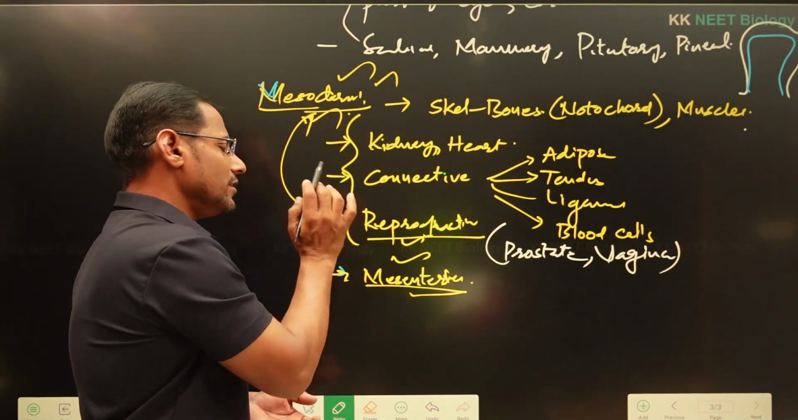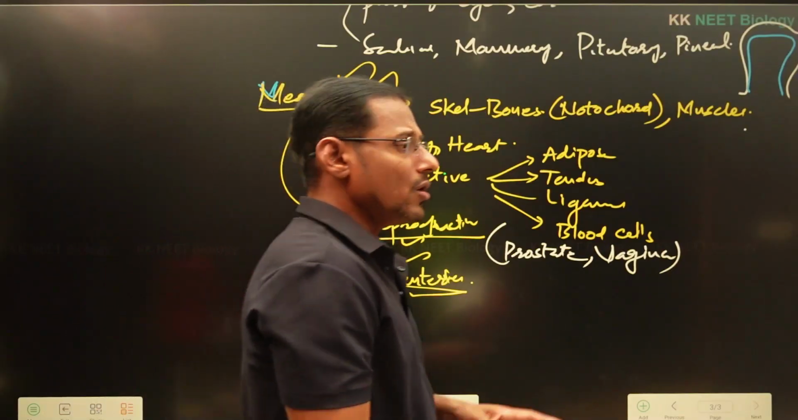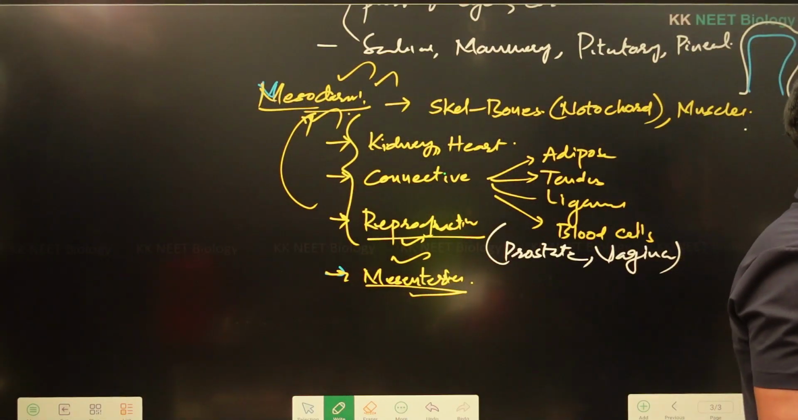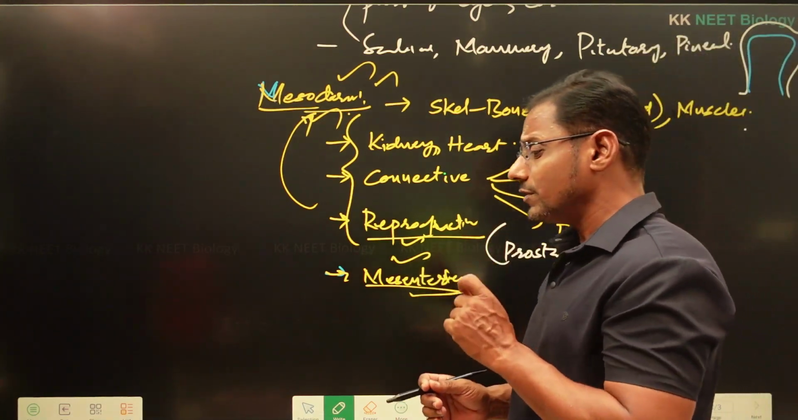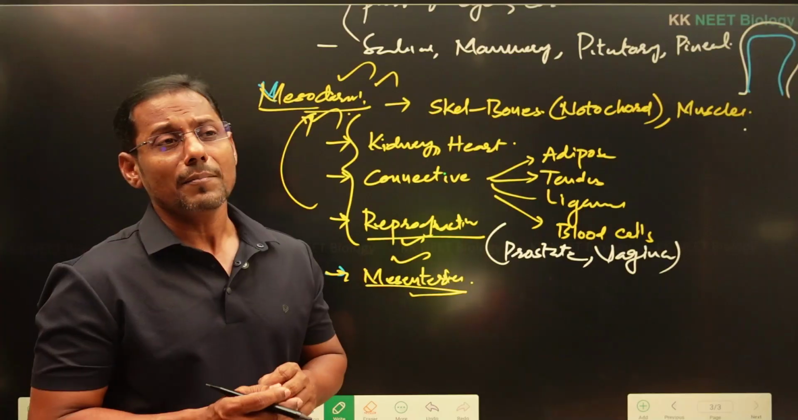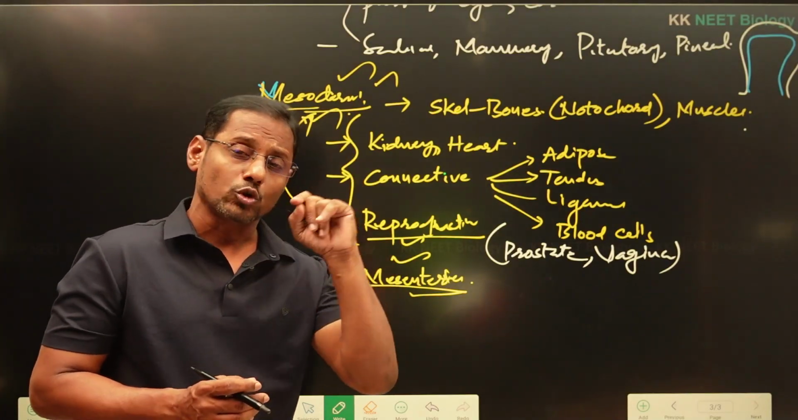So these are the derivatives of mesoderm. You must remember the different organs derived from the mesoderm. And just now we discussed that the enamel is derived from the ectoderm, right?